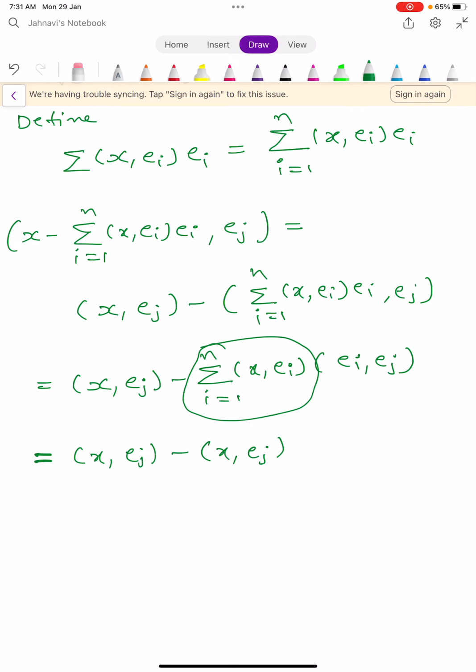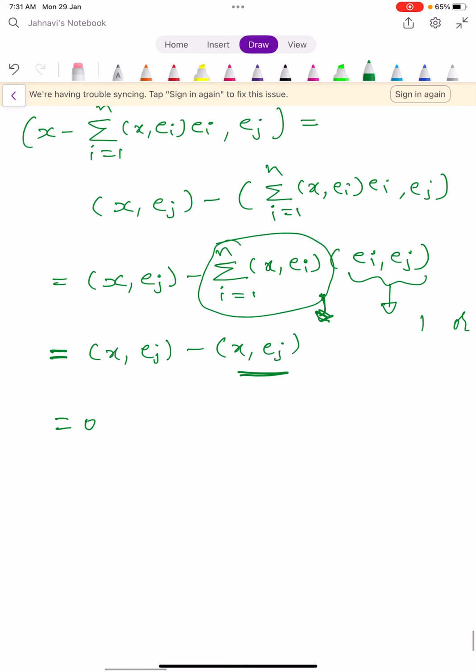Because this term becomes either 1 or 0, we get only at the place of x comma ej this summation, and this summation completely vanishes except this element, inner product of x comma ej. So finally you get 0.